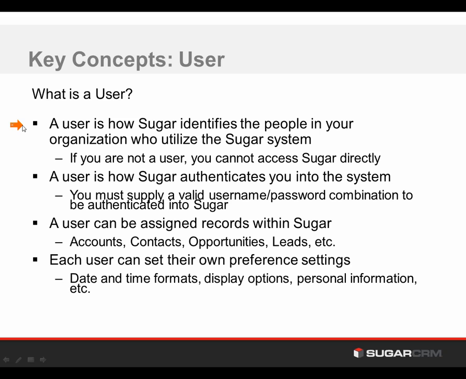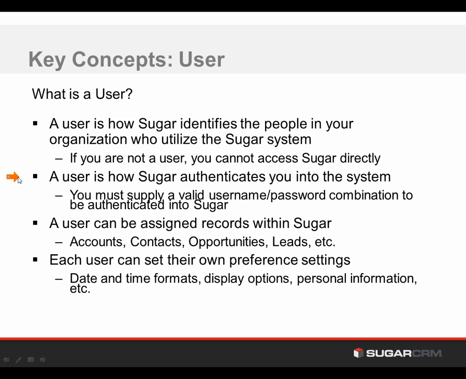So users are how Sugar identifies the people in your organization that should have access to Sugar. There are no shared IDs, meaning that according to your license that you have agreed to with Sugar, you have one person in your organization and they have one Sugar ID. And that person has one email address and one username and one password and so on, okay?